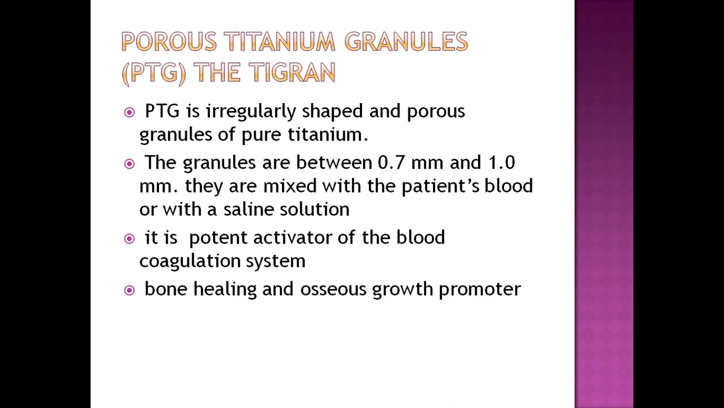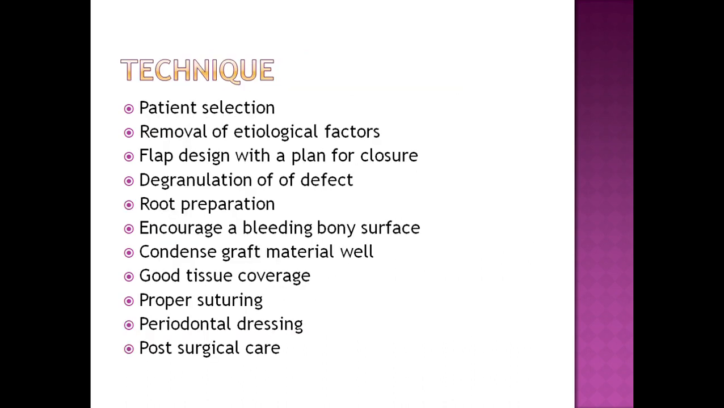Next is the porous titanium granule, the Tigran. The porous titanium granules are irregular shaped, porous granules of pure titanium. The granules are between 0.7 millimeter and 1.0 millimeter. They are mixed with the patient's blood or with saline solution. It is a potent activator of the blood coagulation system, bone healing, and osseous growth promoter.